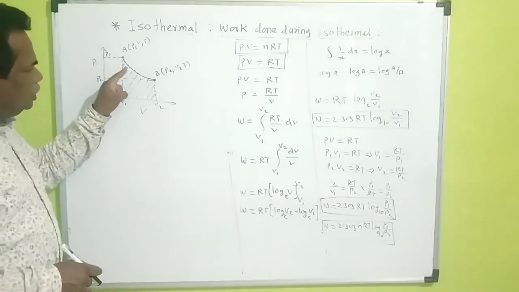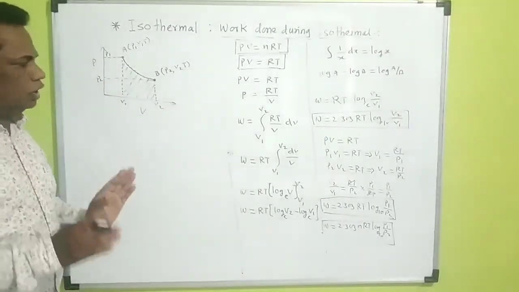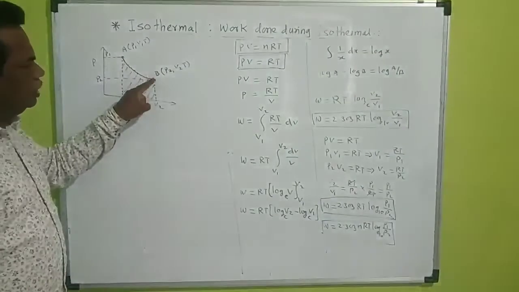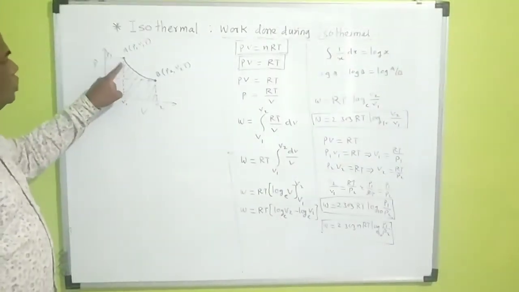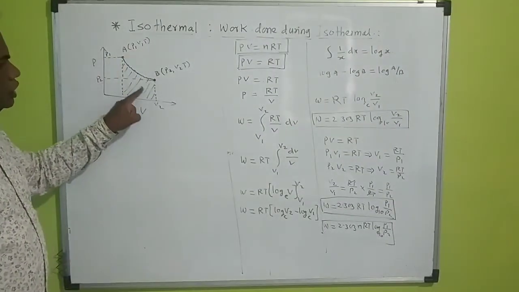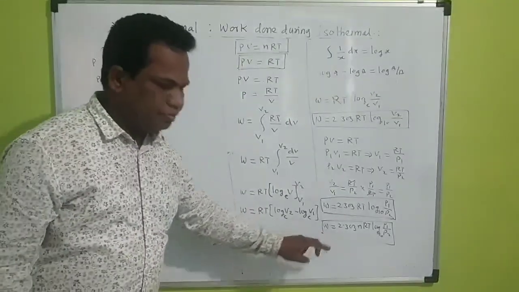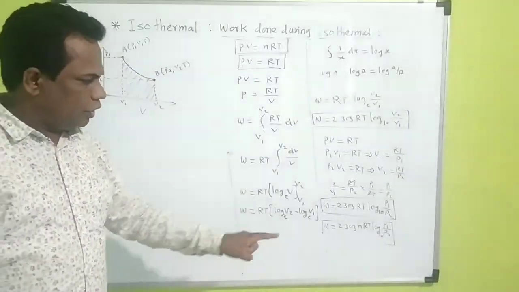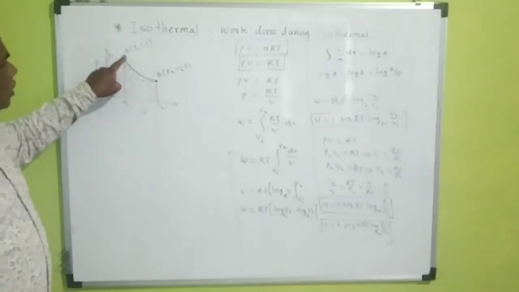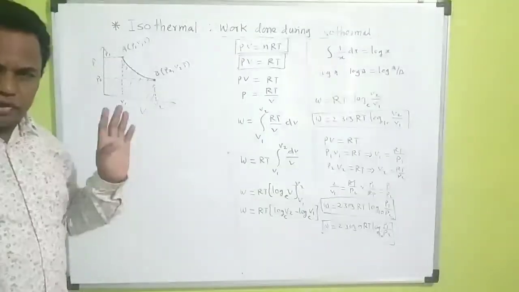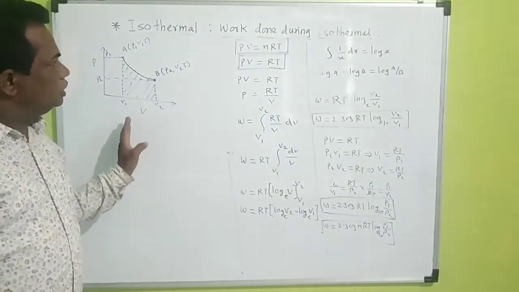Each and every step is known, then this is called a thermodynamic process, an isothermal thermodynamic process from A to B, and this is the expression for the amount of energy required to change the state from A to B. Okay, this is all about the isothermal change.